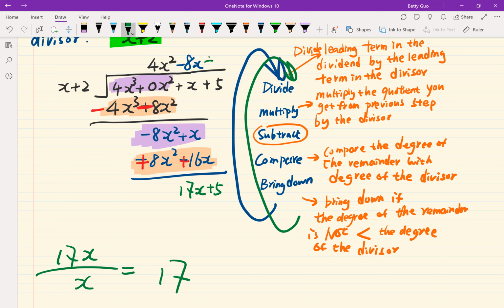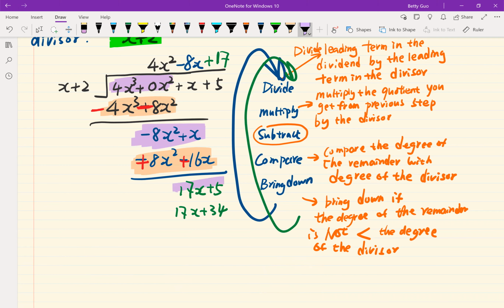17. Okay, we're gonna put a 17 above the notation, right above 5. Second step, multiply. Multiply what by what? By x plus 2. What is 17 times x plus 2? Very good. So we're gonna put 17x plus 34 right below the dividend, right? And move to the next step, subtract.